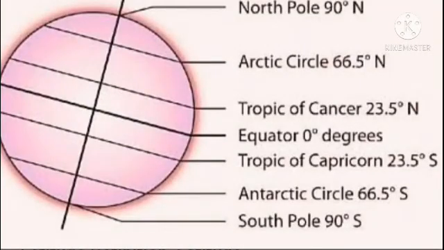Number 1 is the North Pole, 90 degree north, Arctic Circle 66.5 degree north, Tropic of Cancer 23.5 degree north, and 0 degree equator, Tropic of Capricorn 23.5 degree south, Antarctic Circle 66.5 degree south and South Pole 90 degree south. These are the important latitude lines.